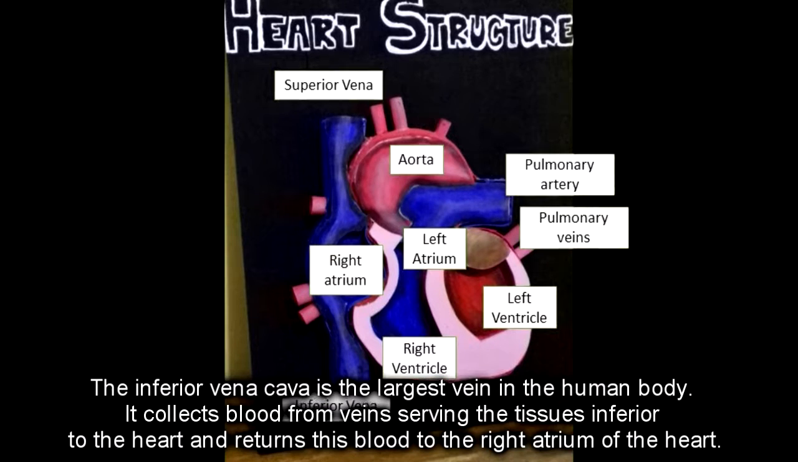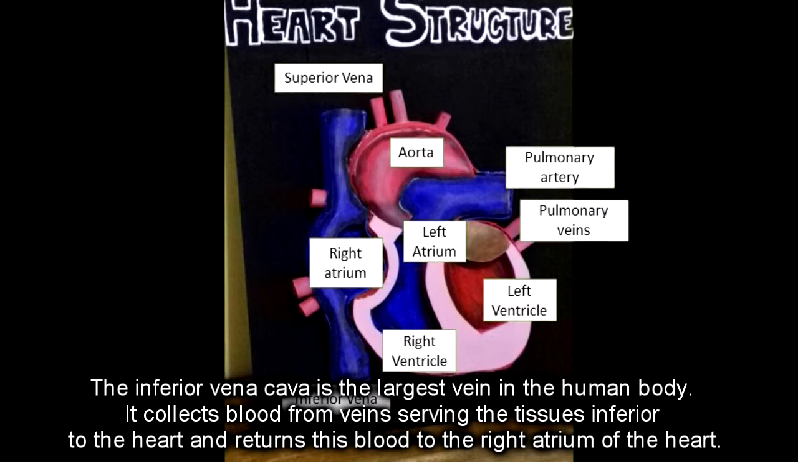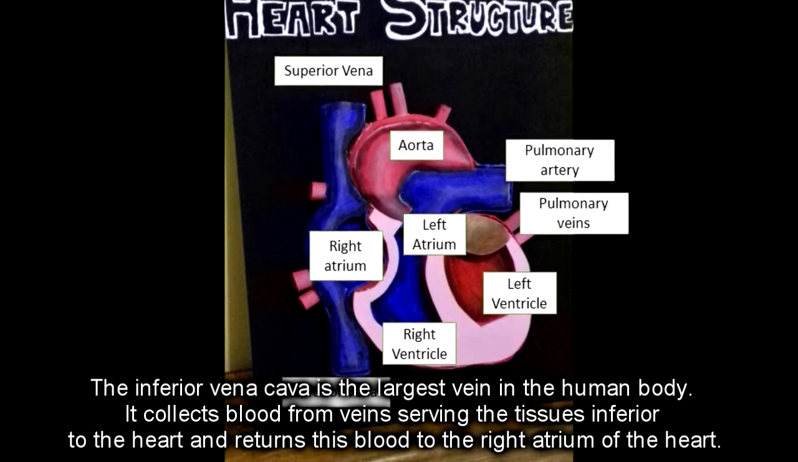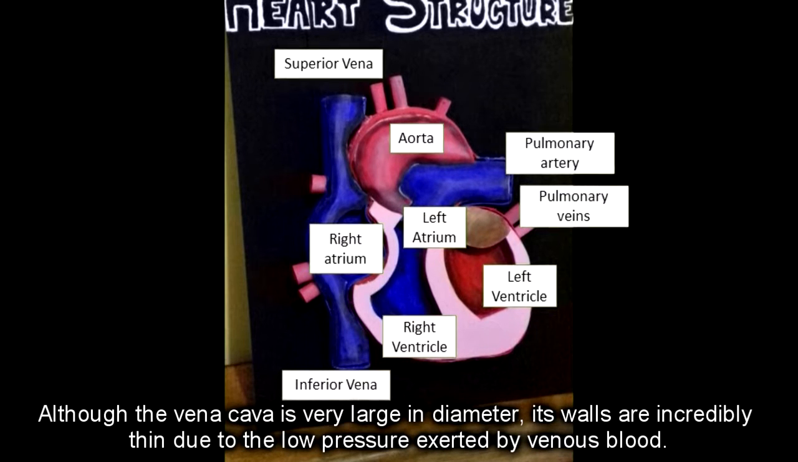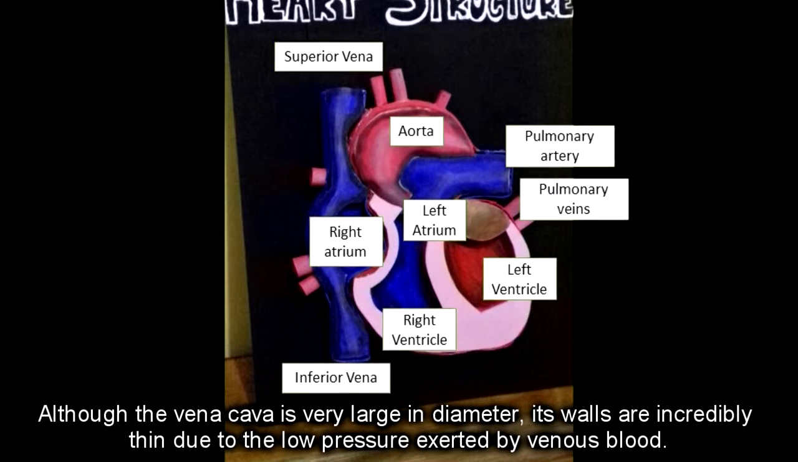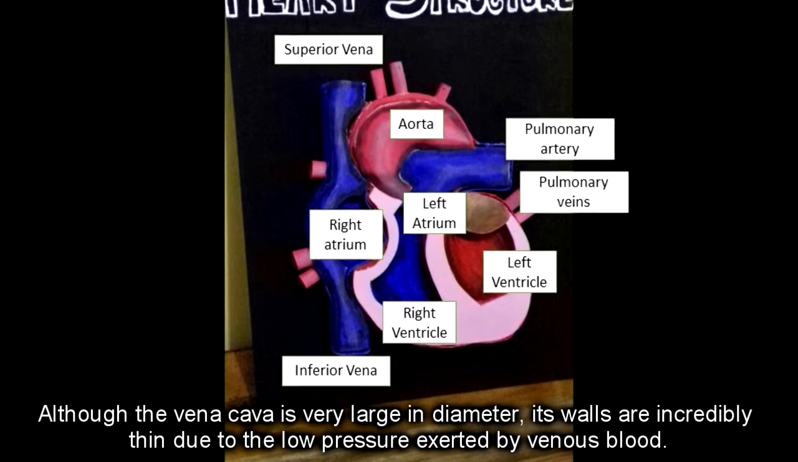The inferior vena cava is the largest vein in the human body. It collects blood from veins serving the tissues inferior of the heart and returns this blood to the right atrium of the heart. Although the vena cava is very large in diameter, its walls are incredibly thin due to the low pressure exerted by venous blood.